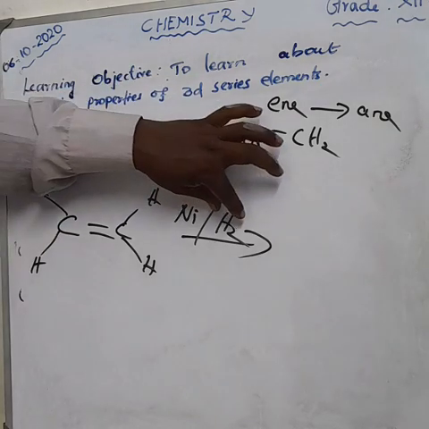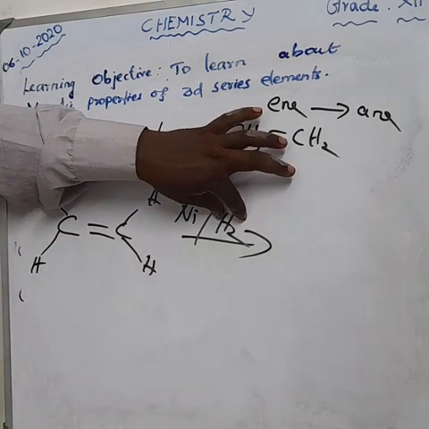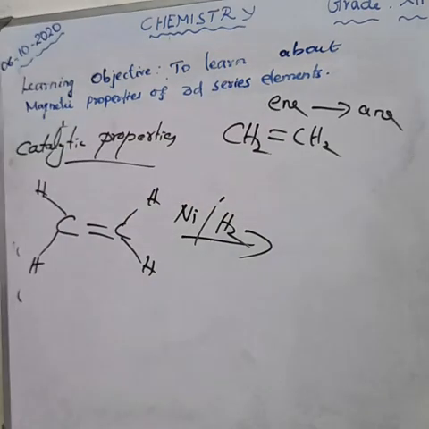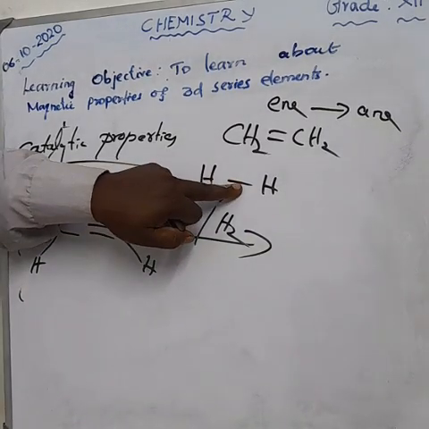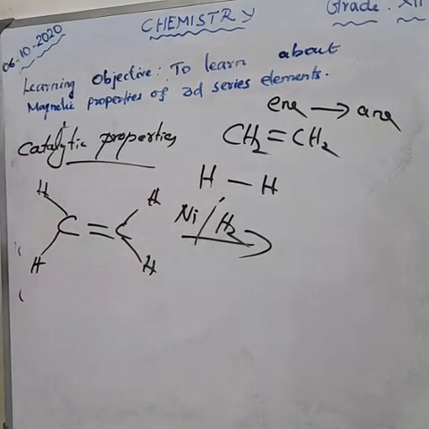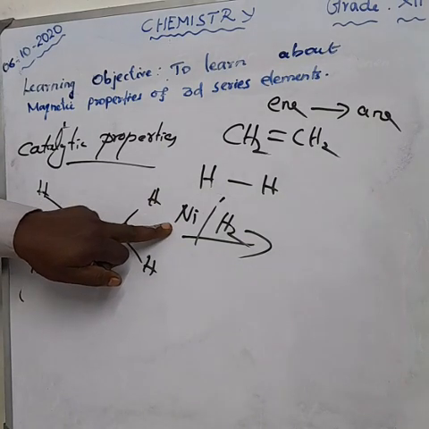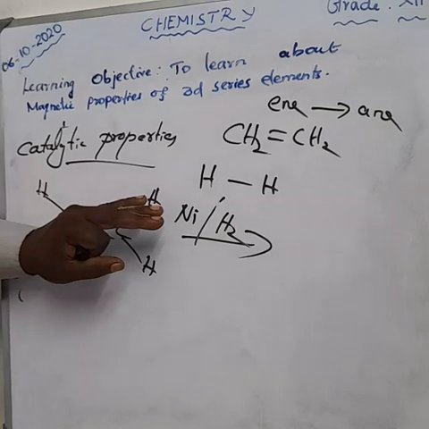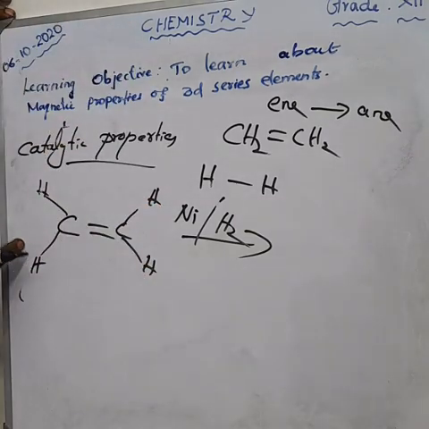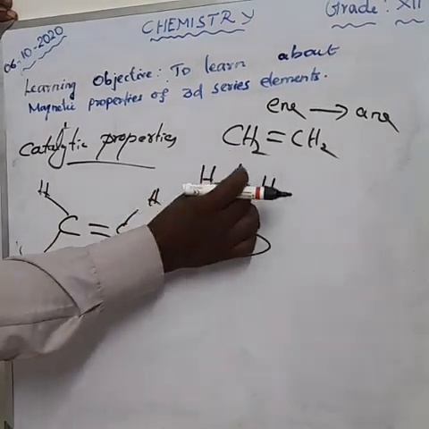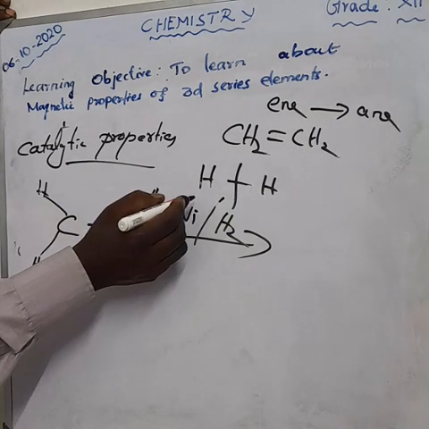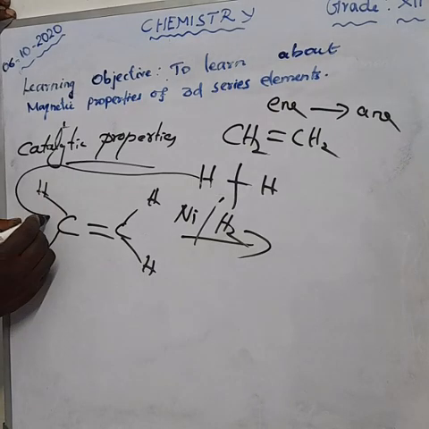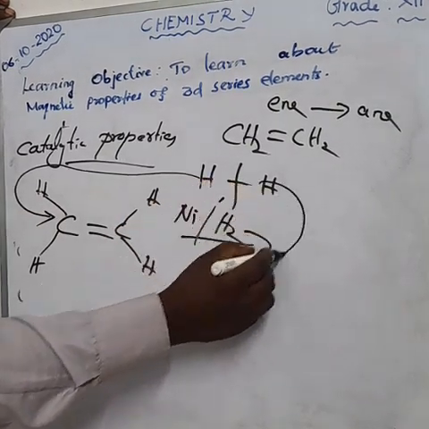First of all, what is happening here? The hydrogen molecule has a sigma bond. Am I right? The sigma bond of the hydrogen molecule breaks, and the hydrogen forms a bond with the d electrons of this nickel catalyst. The two hydrogen atoms then partially bond with the alkene. One of the hydrogen atoms is attached here, and the other hydrogen is also attached here.